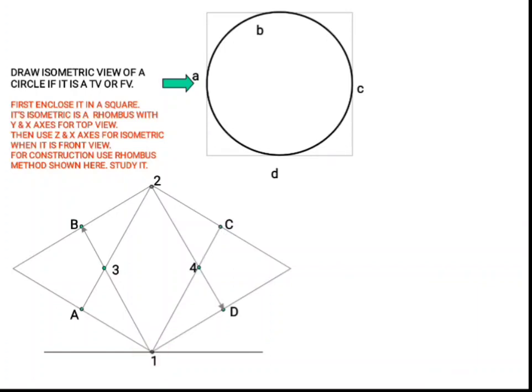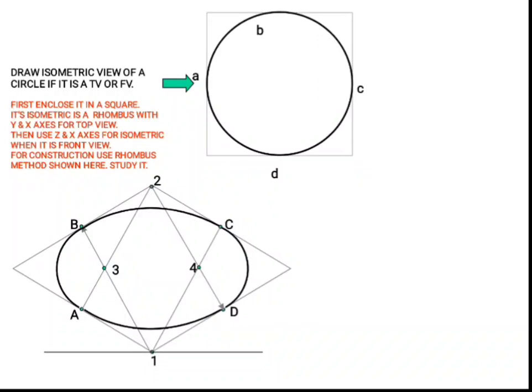Now, taking point 1 as center and 1B as radius, we can draw an arc BC like this. Similarly, point 2 as center and 2D as radius, you can draw an arc AD. Now, point 4 as center and 4C as radius, another arc CD. Similarly, point 3 as center and B3 as radius, we can construct the arc AB. Now we finished the isometric view of the circle in the top view.